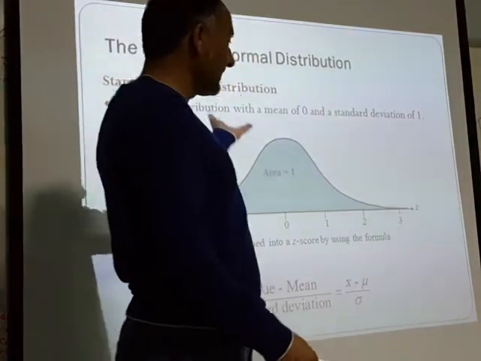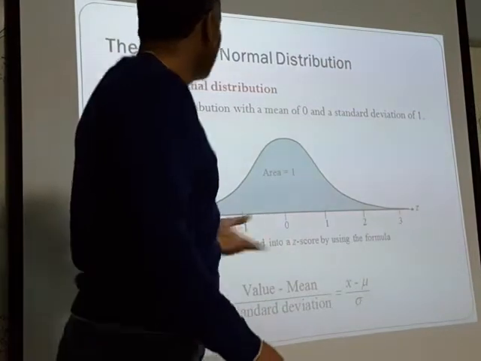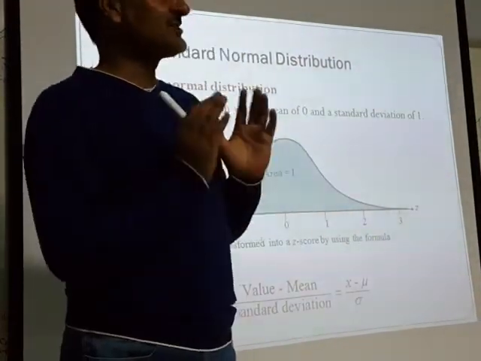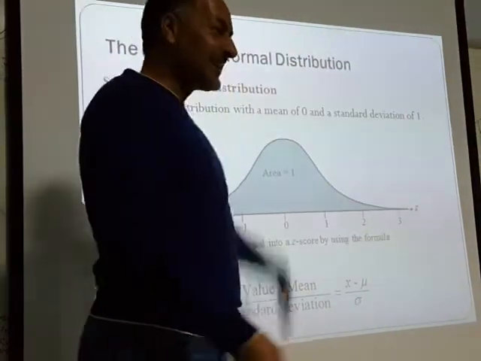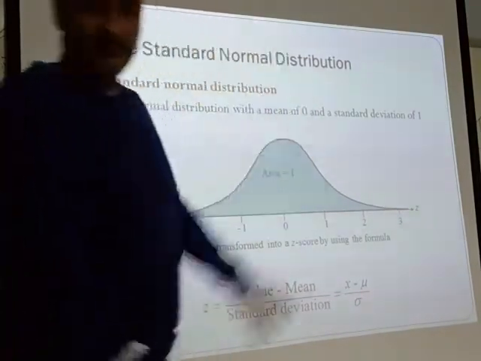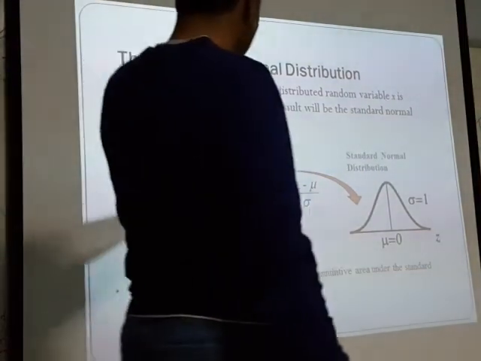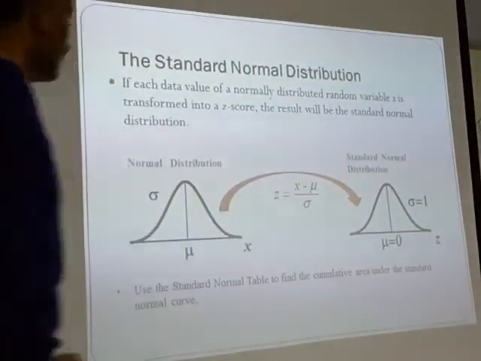I told you that we change this into z-scores. When we change to z-scores, we call it the standardized normal distribution. It's like changing kilometers into miles, but the rest remains the same, and the area under the curve is 1. So a normal distribution can be changed into z-scores. That's called the standard normal distribution.